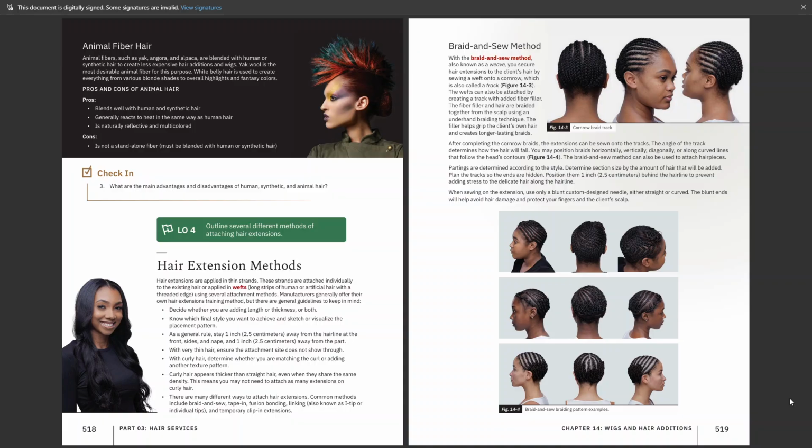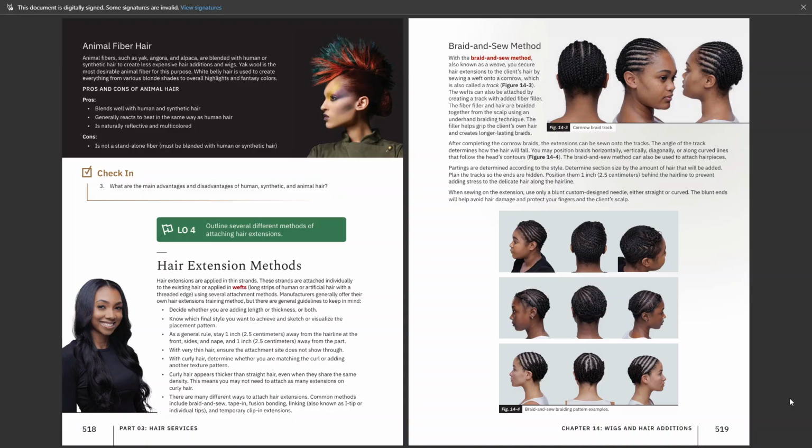Partings are determined according to the style. Determine section size by the amount of hair that will be added. Plan the tracks so the ends are hidden. Position them 1 inch, 2.5 centimeters behind the hairline to prevent adding stress to the delicate hair along the hairline.